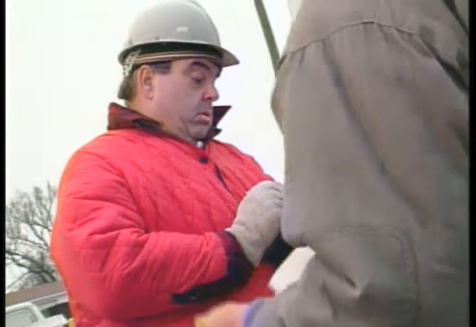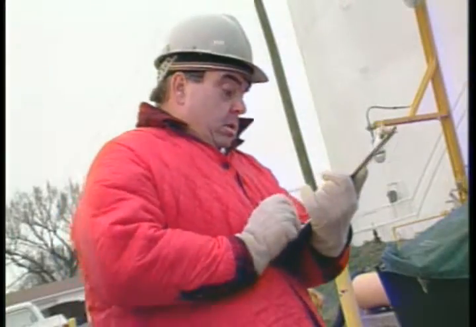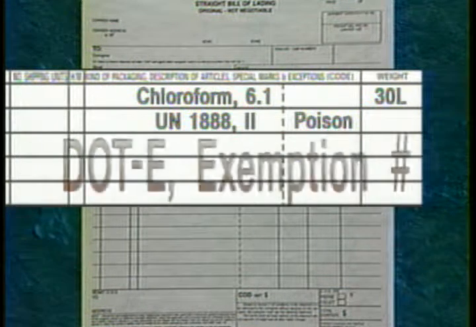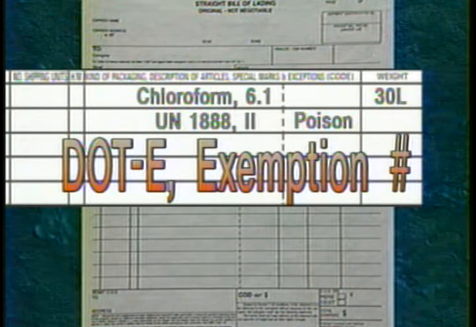This covers all basic entries. Let's move on to additional descriptors. You may list all required labels for the specific material. For example, for chloroform, a poison label is required. For each item shipped under DOT exemption, enter DOT-E and the exemption number.